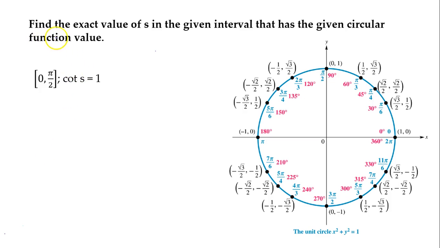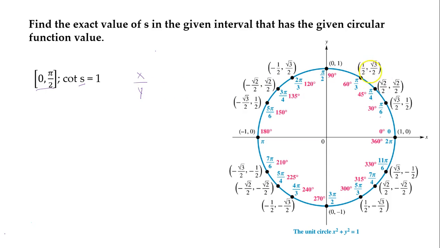Now, on this one, it says find the exact value of s in the given interval that has the given circular function value. Okay, so here you are given the interval to find your value of s on 0 to pi over 2. That is the first quadrant right here. So your value is going to come from here. It's either going to be pi over 6, pi over 4, or pi over 3. And you have to determine that by knowing, well, cotangent is equal to your x over your y, like we said in the previous slide.